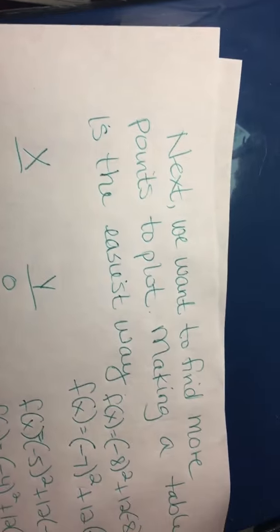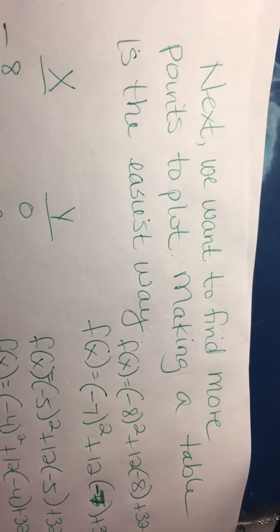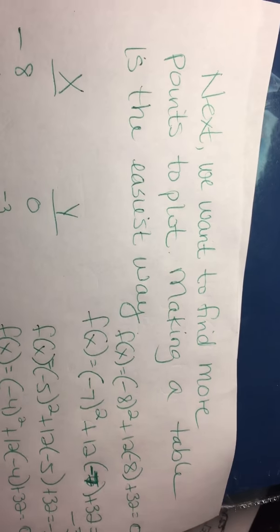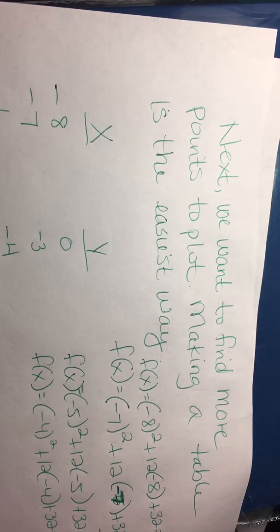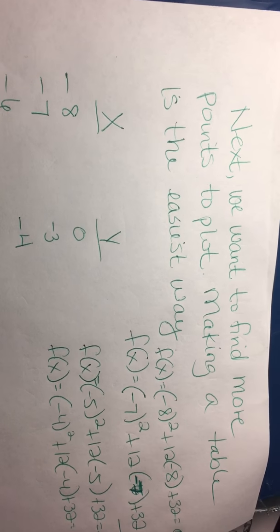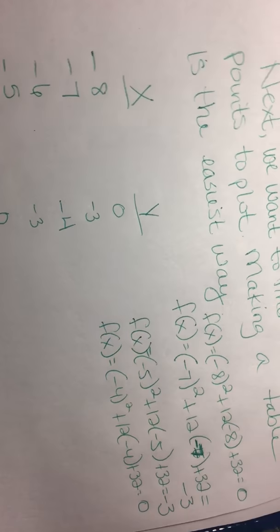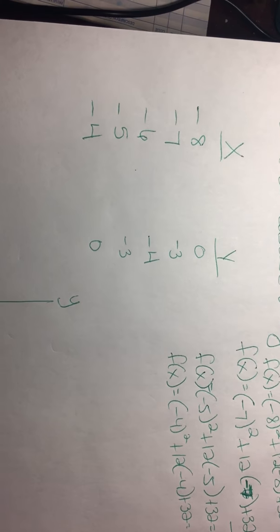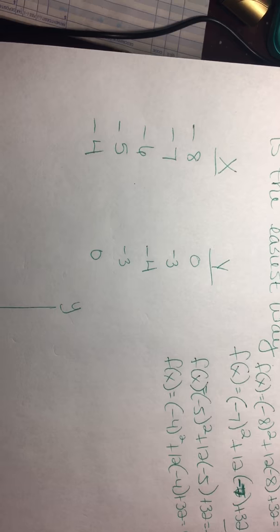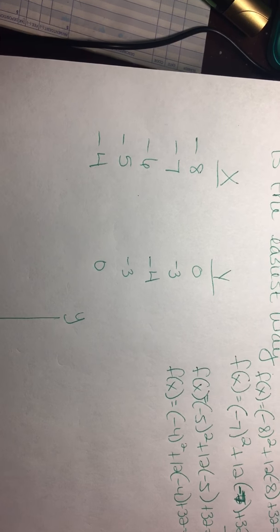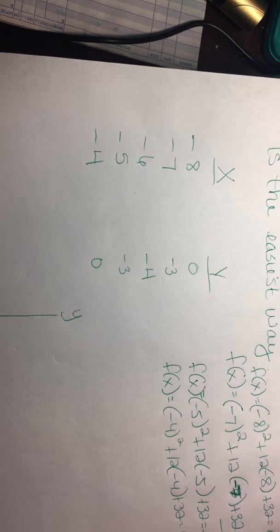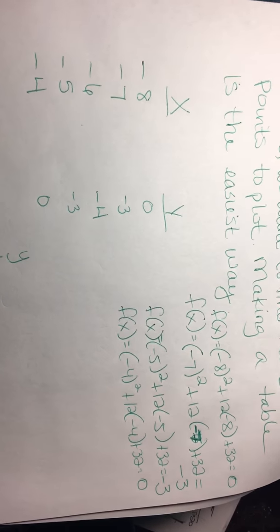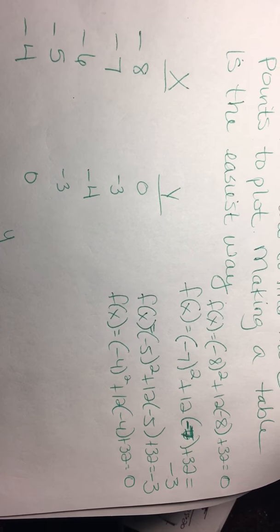Okay. So next, we want to find some more points so we can plot our actual parabola on the graph, and making a table is the easiest way to do this. And so it's hard to read, I know, but what I did is, since we have a negative 6 already for our x, I wanted to find points that were around that, so I chose from negative 8 to negative 4.